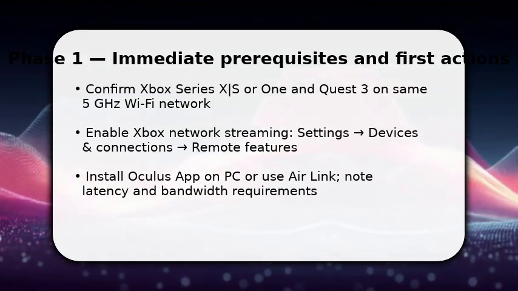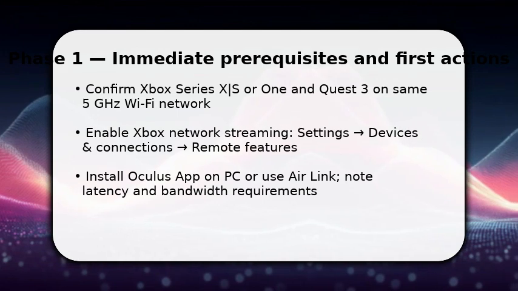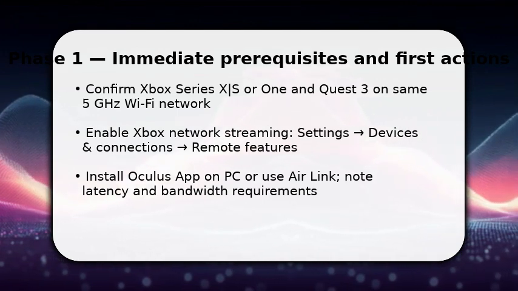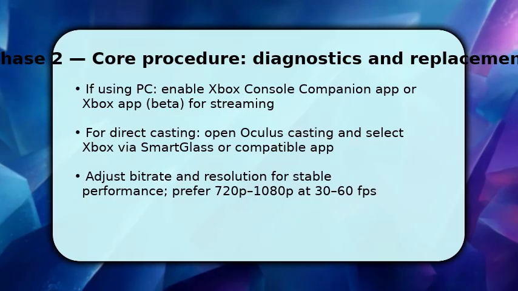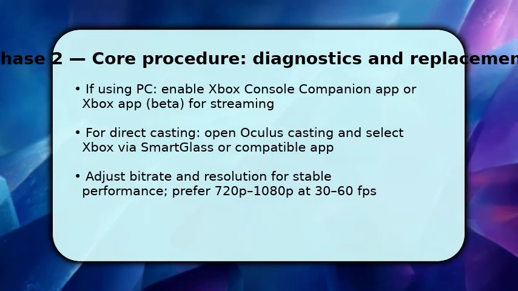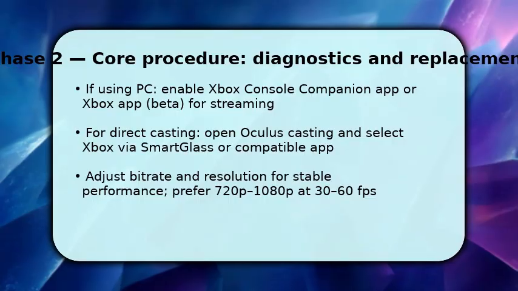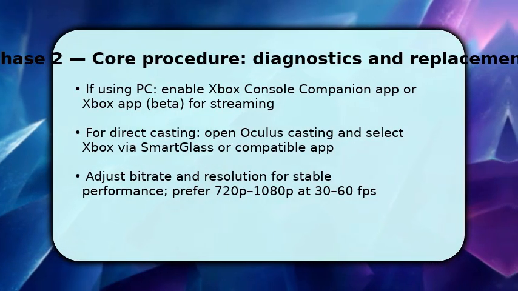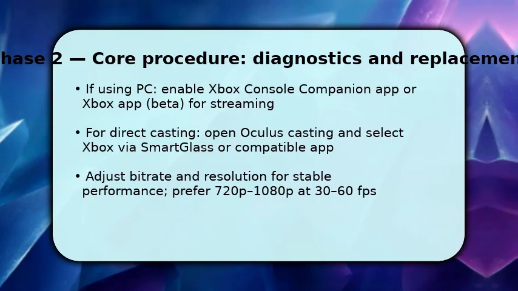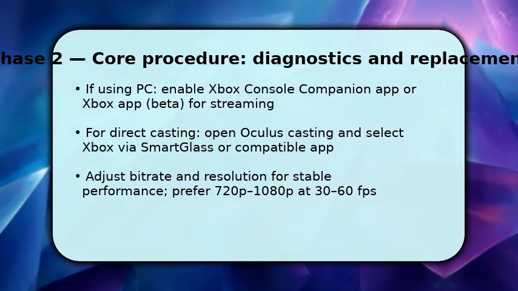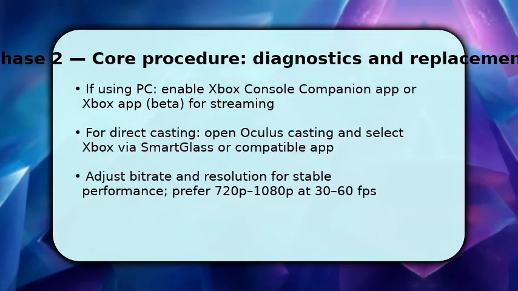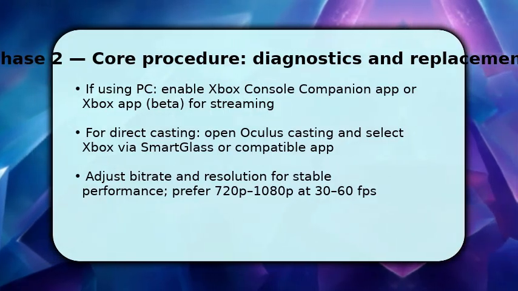Now power on the Quest 3 and put on the headset while keeping the companion app open. You now configure the actual streaming path. If you choose the PC bridge, open the Xbox app beta and start streaming from your console to the PC, then use Oculus Air Link or Oculus Link to bring that PC output into the Quest 3. This lowers input lag.